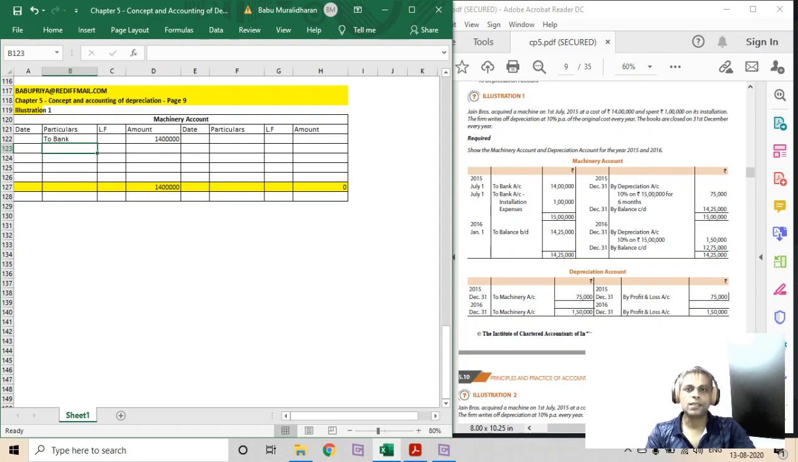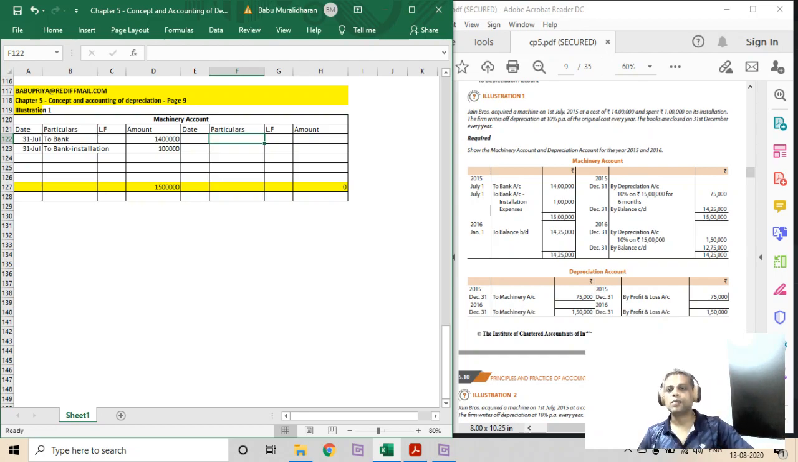And we also discussed in the earlier class that installation costs should be capitalized as well. So, to bank account again, towards installation, it's 1 lakh. Let's put the date on which it is happening, 31st July. And the total cost of machinery is now, sorry, 15 lakhs.